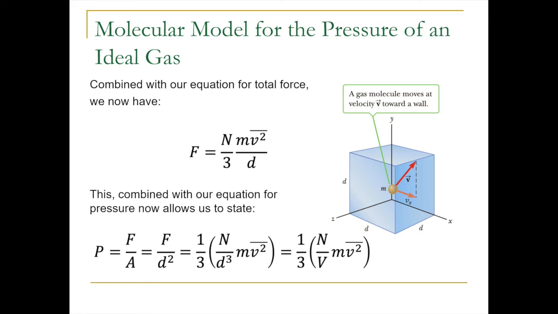It's the force per unit area. Well, we have our equation for force at the top, and the cross-sectional area that it's hitting is just d squared because this is a cubic container. And so when we substitute these two ideas together, we end up with the equation of 1/3 times N over V times mv squared. Well, this sure looks really close to kinetic energy, except we're missing that 1/2.